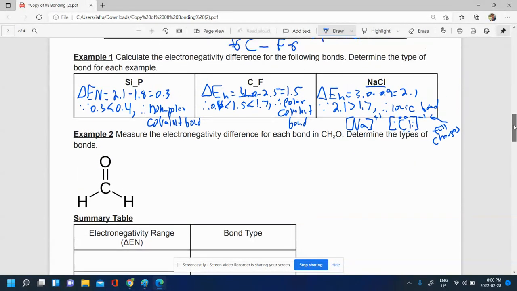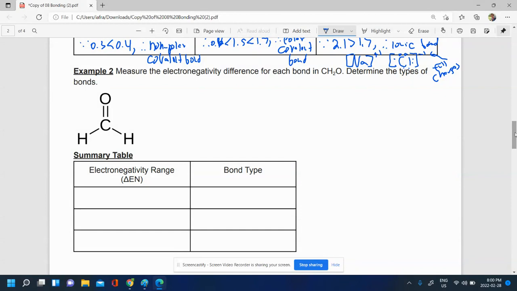Now what we'll do is we'll take a look at a molecule and we'll analyze all the bonds within that molecule, one at a time essentially. And the reason we do that is because eventually we're going to have to determine the polarity of the overall molecule. And to do that, you have to look at each of the bond polarities. So here's a molecule, CH2O. It's drawn out here. And what we're going to do is calculate the different bonds that exist here. So we have a CO bond.